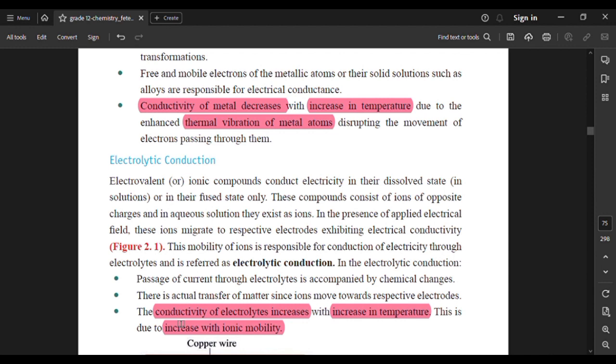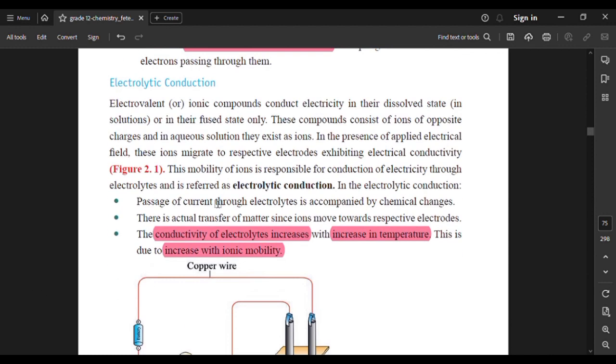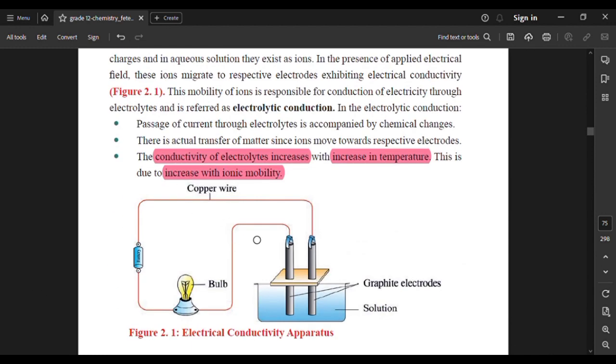So the main difference between electrolytic conduction and metallic conduction is that in metallic or electronic conduction there is no change or transformation. In electrolytic conduction, it is accompanied by chemical changes. So this is the main difference between electrolytic conduction and metallic conduction.